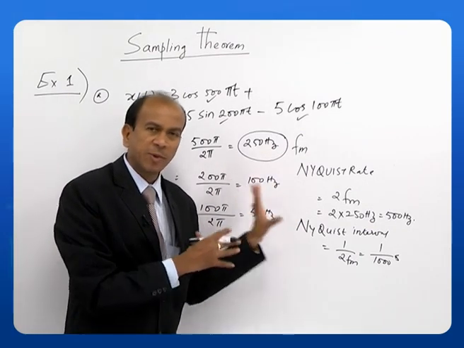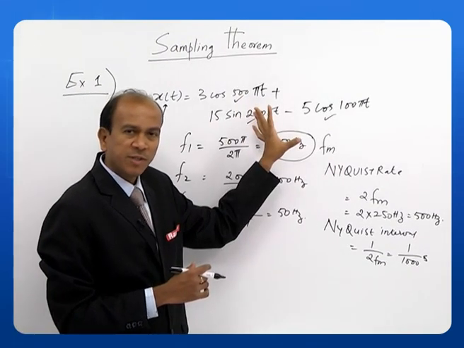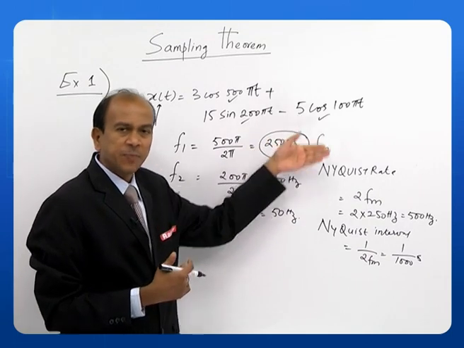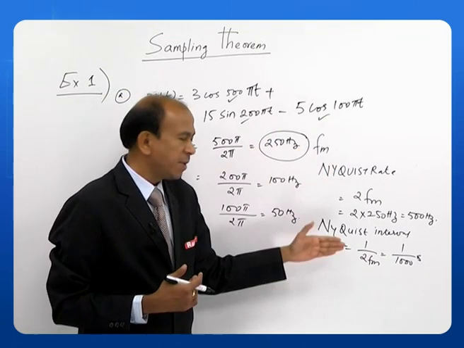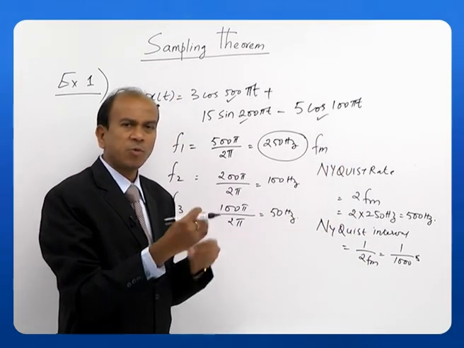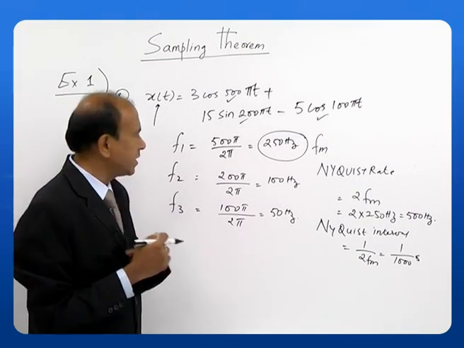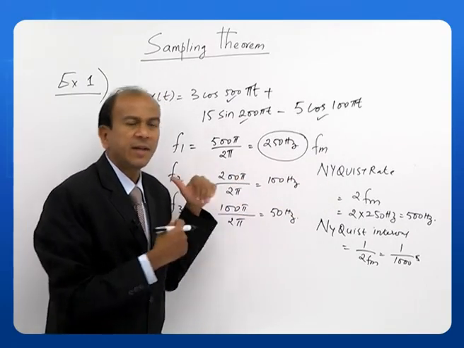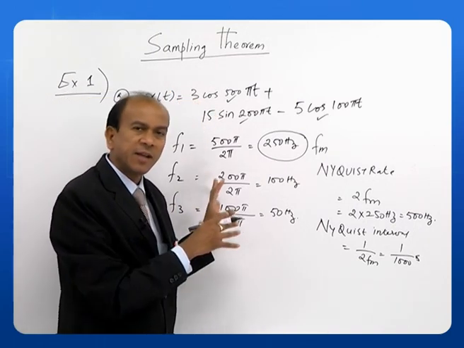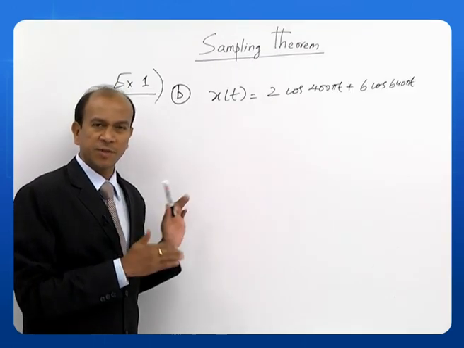The basic concept of this type of problem is: from the given signal, identify the highest frequency. Once you understand the highest frequency, multiply it by 2 and you will get the Nyquist rate. Then, Nyquist interval is 1 by 2Fm. The other 2 problems which you are going to see are almost similar. The only thing we are trying to do in these examples is find the Nyquist rate for different types of signals, so that it will be a sort of practice for you, so that you can easily calculate whenever the question is given. Let us see the second part of the first question, B.